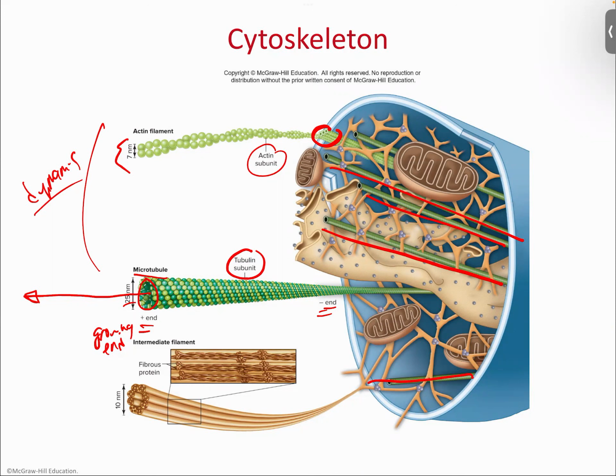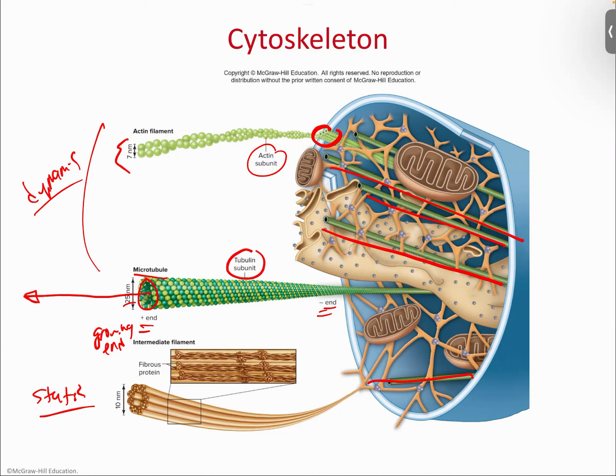Now, the one that's not dynamic is the intermediate filaments, right? These are the static ones. They're made of different types of proteins, but they're all fibrous in nature. For instance, we took a look at the nuclear lamina. The nuclear lamina is a type of intermediate filament that's made of laminin, right? So that's a good example of the role of an intermediate filament in the cell itself.